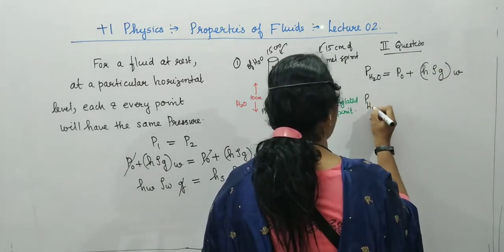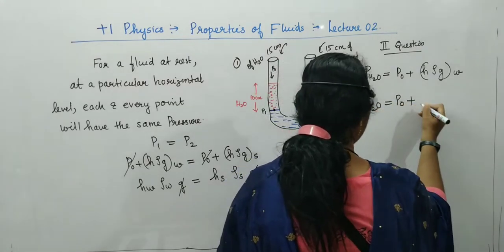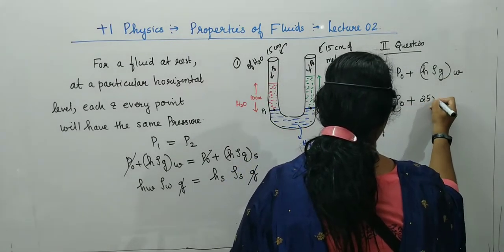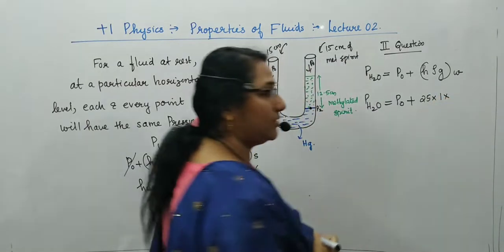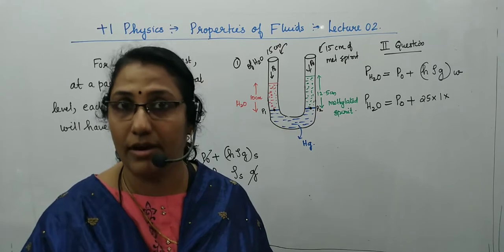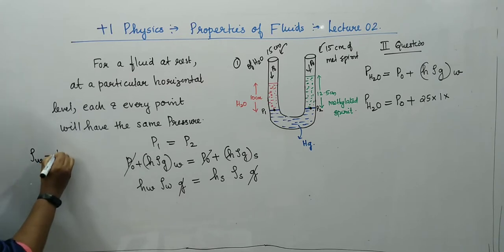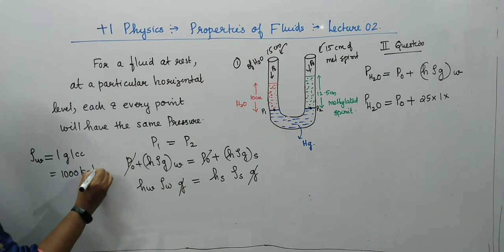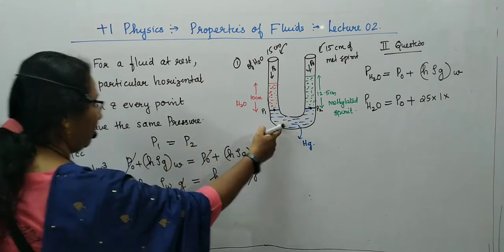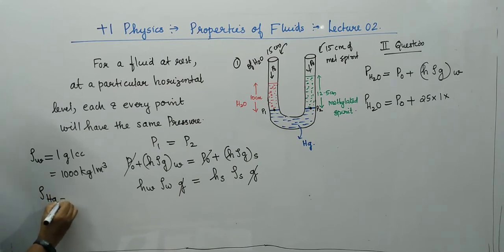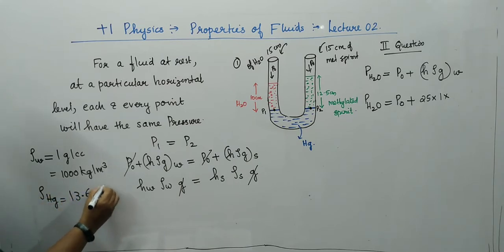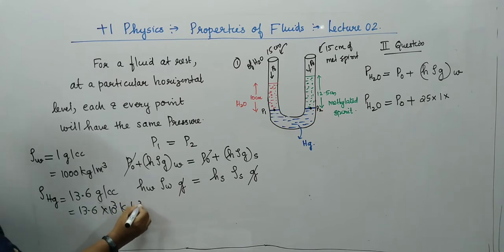We have to write P of H2O is now equal to P0 plus h of water, 25 centimeter, into density 1. What is the density of water in gram per cc? 1 gram per cc. So you have to know density of water is equal to 1 gram per cc or equal to 1000 kilogram per meter cube. Similarly, another important value is the density of mercury, which you must know also: 13.6 gram per cc or 13.6 into 1000 kilogram per meter cube. You must know the values.